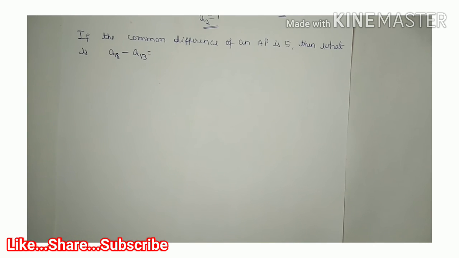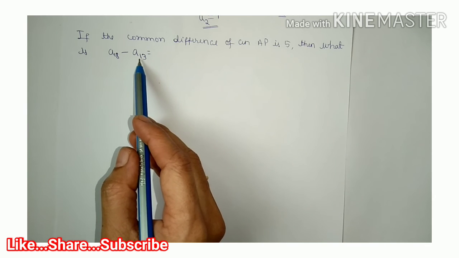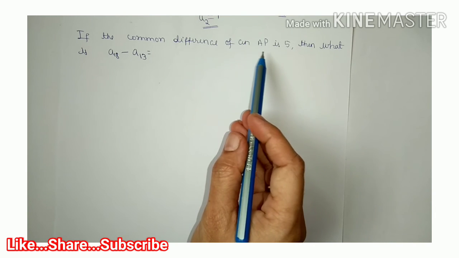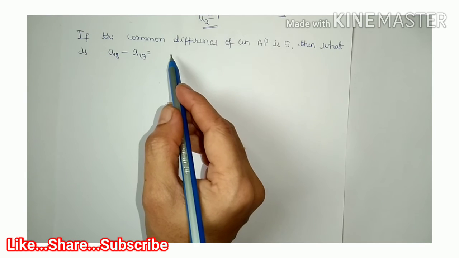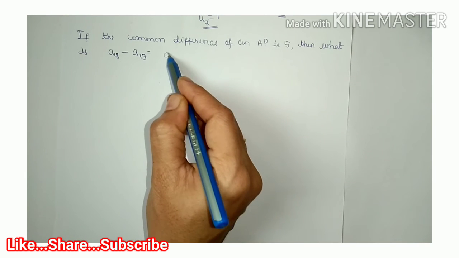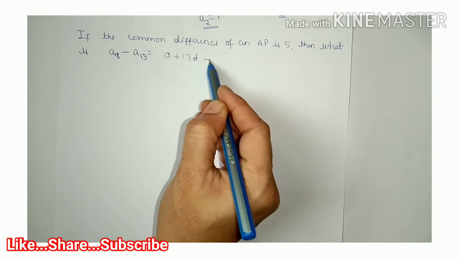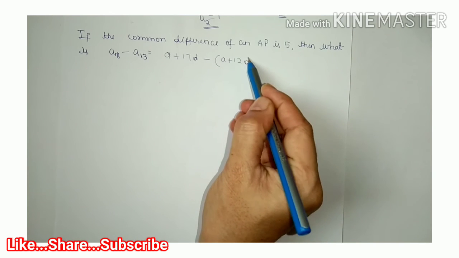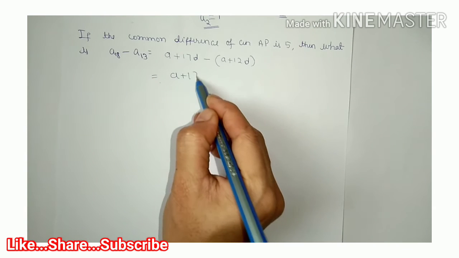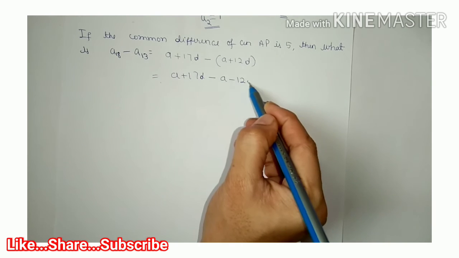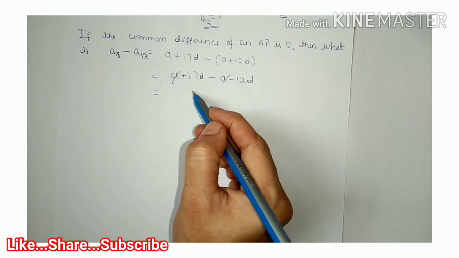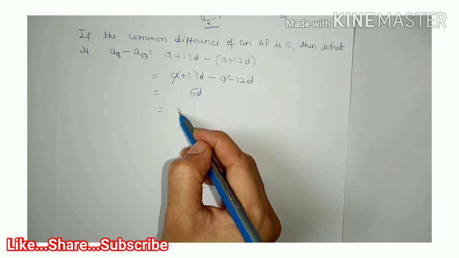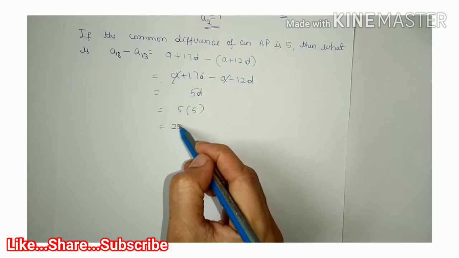Next example, if the common difference of an AP is 5, then what is a18 minus a13? Here, for a18 minus a13, only the common difference of the AP is given, which is 5. a18 is a plus 18 minus 1 into d, a plus 17d, minus a13, which is a plus 13 minus 1 into d, a plus 12d. So a plus 17d minus a minus 12d is 17d minus 12d, 5d. Here d is given as 5. 5 fives are 25.